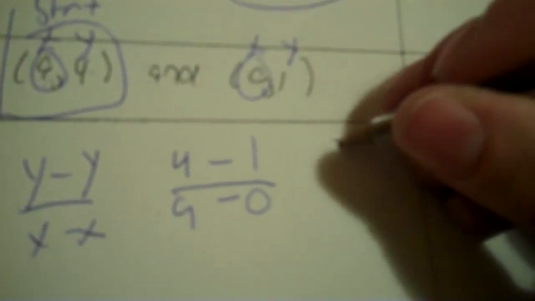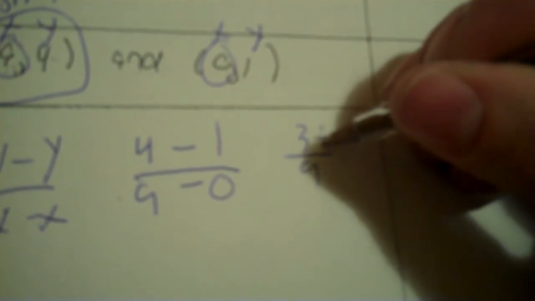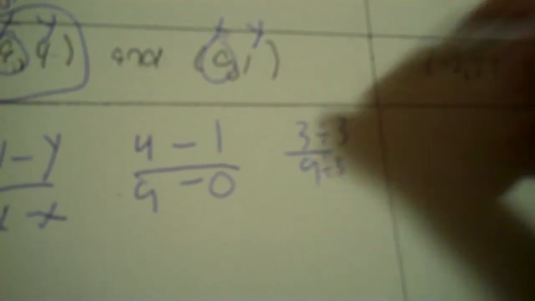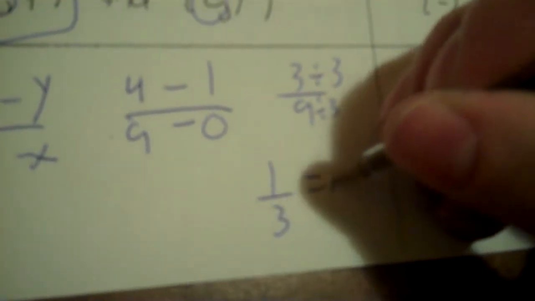So 4 minus 1 is 3. 9 minus 0 is 9. Now look up 3 over 9 on a multiplication table. They'd both be in the third row. So it's 1/3. 3 divided by 3 is 1. 9 divided by 3 is 3. 1/3 equals m.